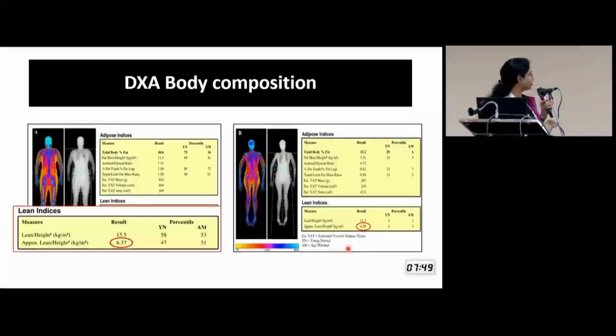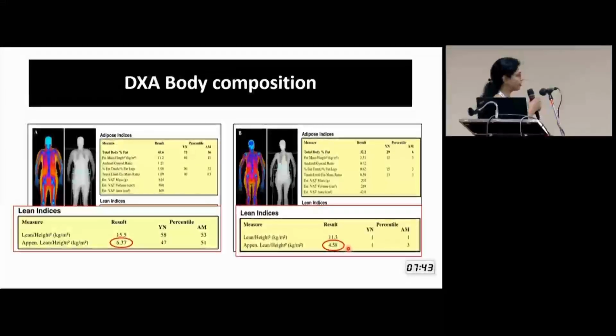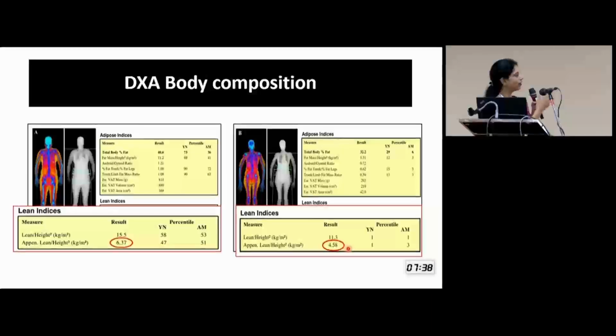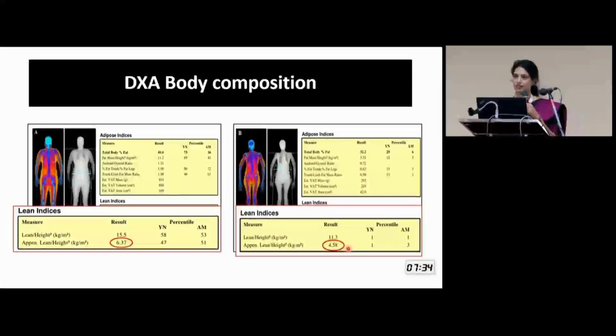This is another lady of similar age. If you look at the lean indices, you can see that the appendicular lean mass index is less than the cutoff, so we can define this as low muscle mass in this patient. And if you look at the percentile, it is 1 and 3, clearly suggesting that this patient has low lean mass.